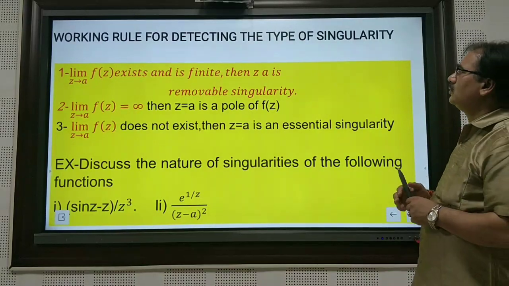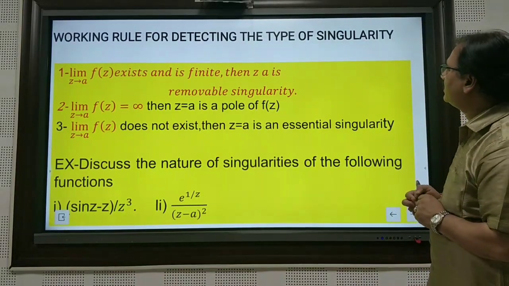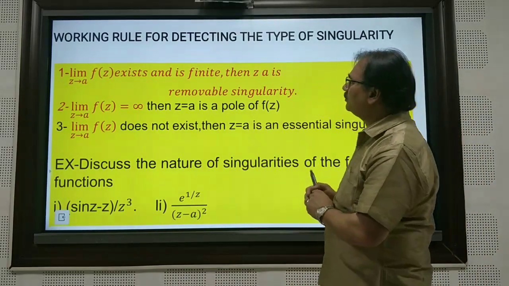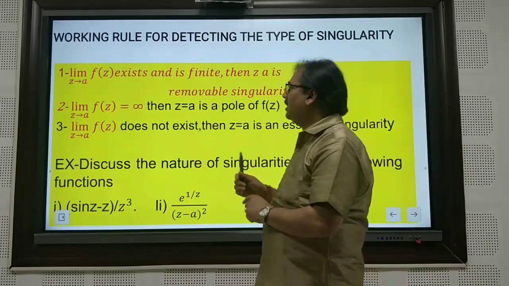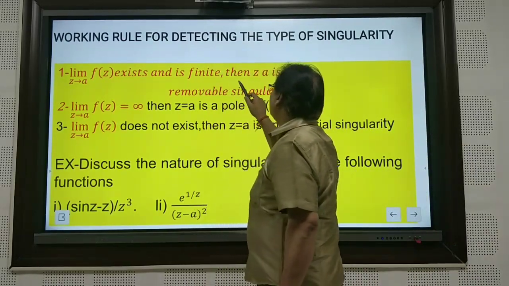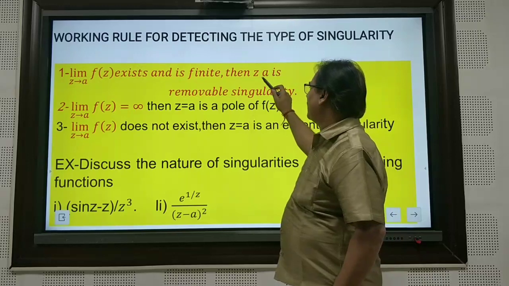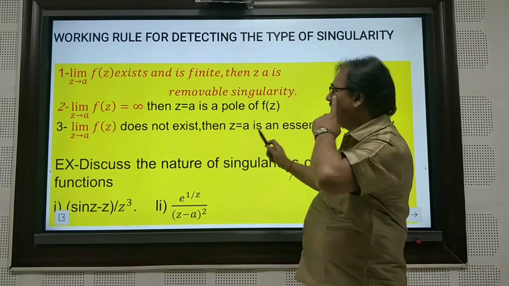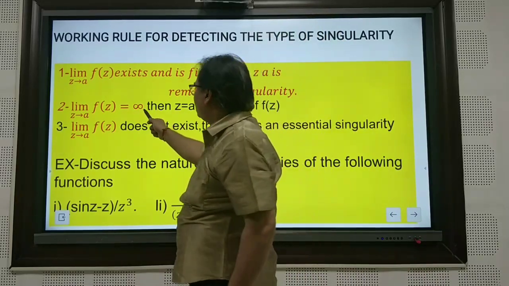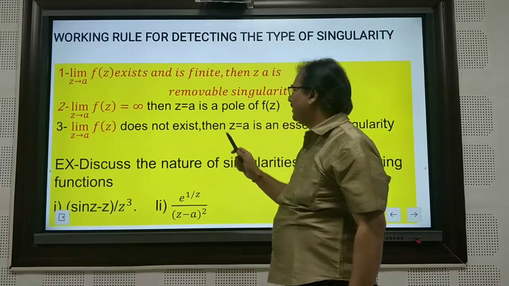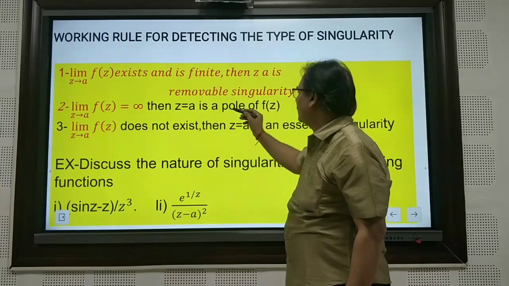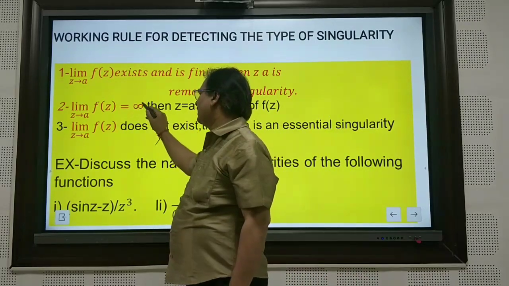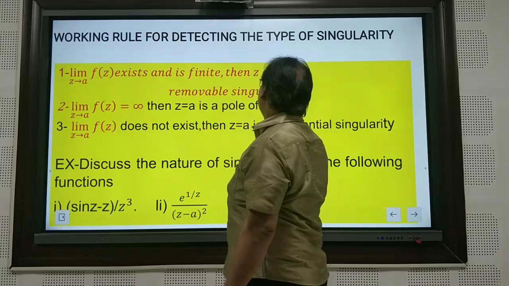Now, let us go through the working rule for detecting the type of singularity. First we will discuss this, and then we will go for residues. The first rule: if the limit as z tends to a of f(z) exists and is finite, then a is called a removable singularity. And if the limit as z tends to a of f(z) is infinite, then z equal to a is a pole of f(z).